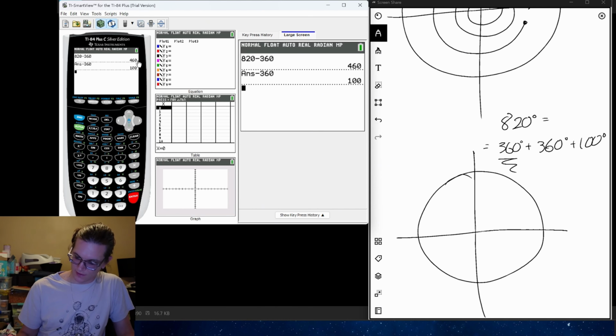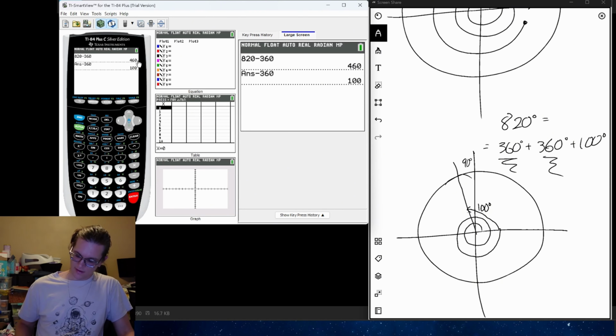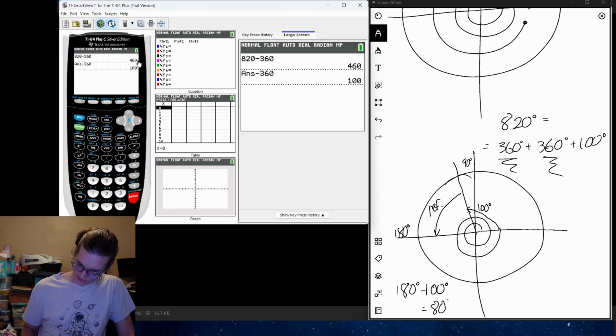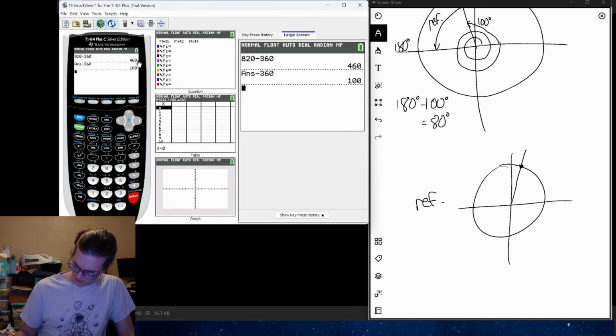So this is a full rotation, a full rotation. You went once, twice around, and then another 100 degrees. This is the 90, so it's slightly past that. That's the angle we'd be talking about, which we'll call 100 degrees here. So your reference angle is going to be this angle, 180 minus 100, which is 80. So the reference angle is this 80-degree angle right here.